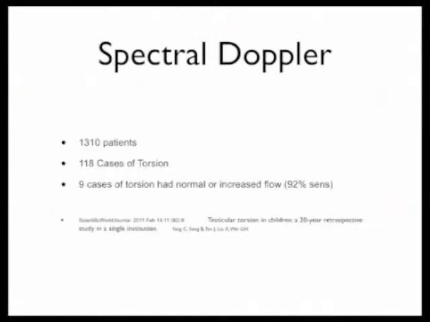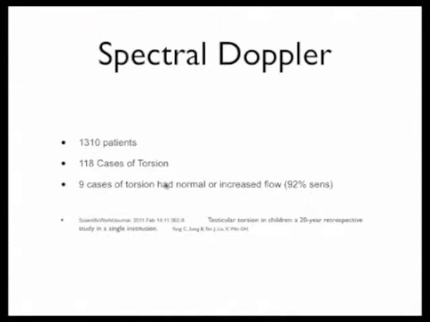So this kind of illustrates that point a little bit. This is a hospital that did 20 years looking back at all their acute scrotums. And what they found in 1,300 patients, we talked about this number, about 9 or 10% had torsion earlier when we were talking about the emergency physician performed study. But they did have 9 cases of torsion that had normal or increased flow. So these are the patients that we're talking about that theoretically, hopefully, we may be able to pick up with a spectral Doppler. Still pretty good sensitivity, 92%, just for flow, just if it's decreased or absent. But there are some patients you're probably going to pick up with a spectral Doppler.